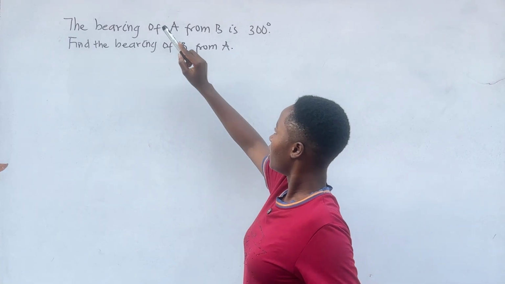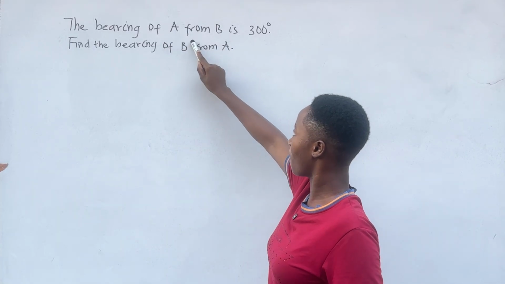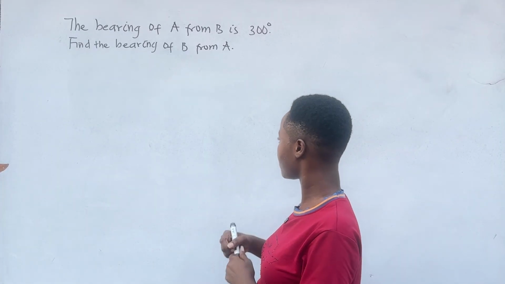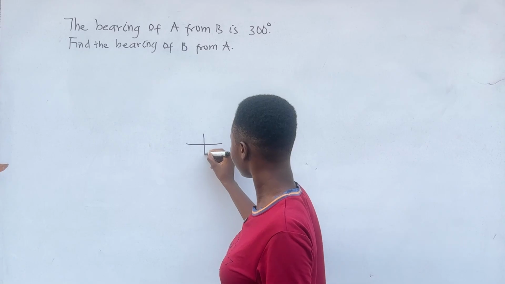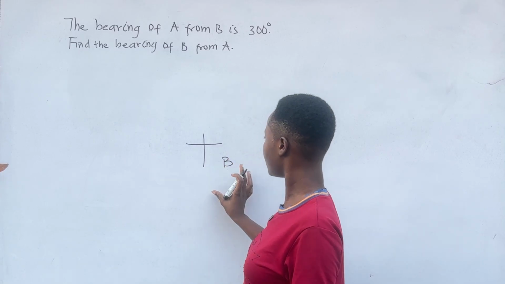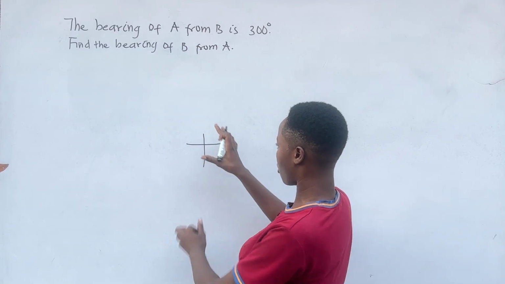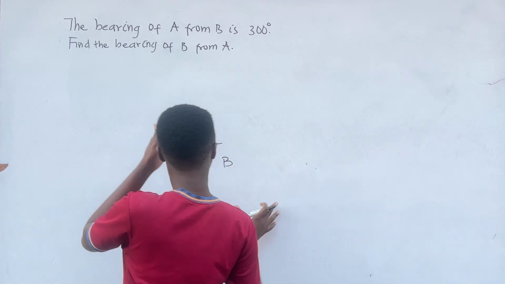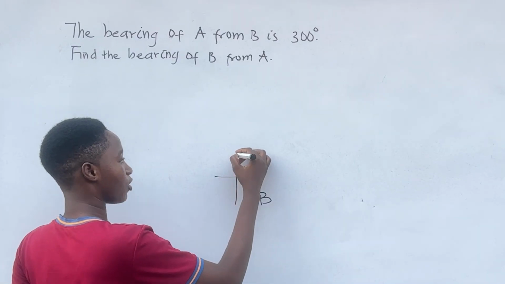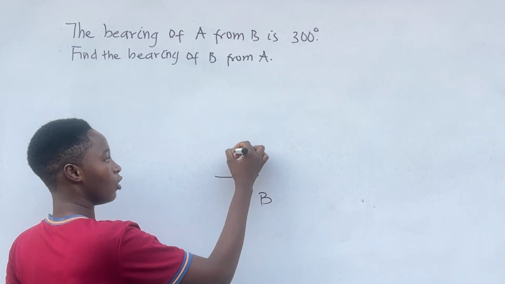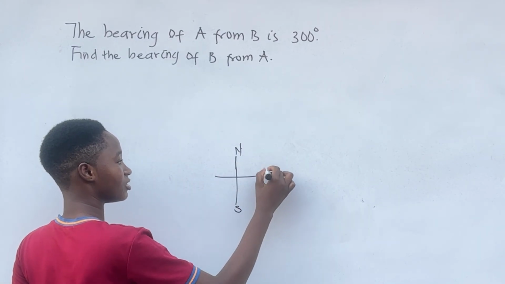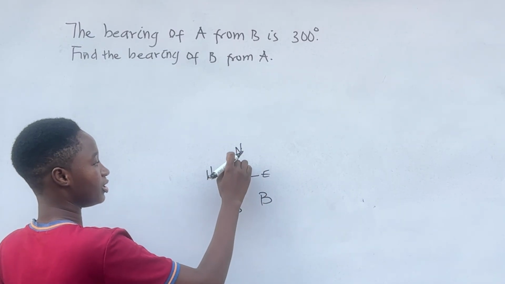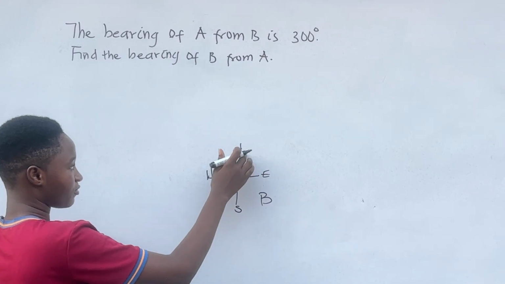That means the drawing is going to be coming from B. So if it's coming from B, we are going to draw B first. So if this is our B, the bearing is coming from B, so we need to draw our B first, and it's 300 degrees. And we know the four cardinal points for bearing. It must start from the north. This is the north, this is the south, this is the east, and this is the west. So for any bearing question, the distance must start from the north.